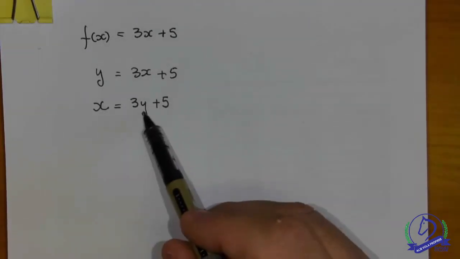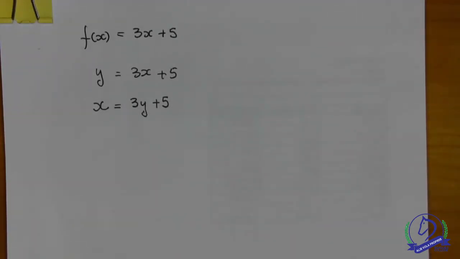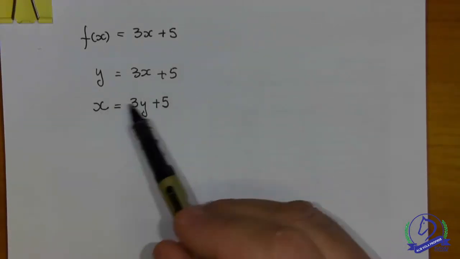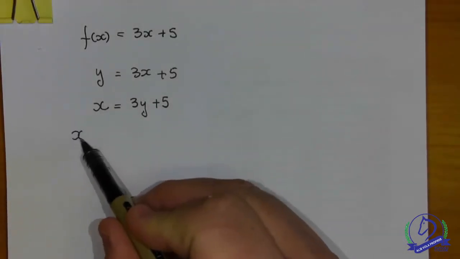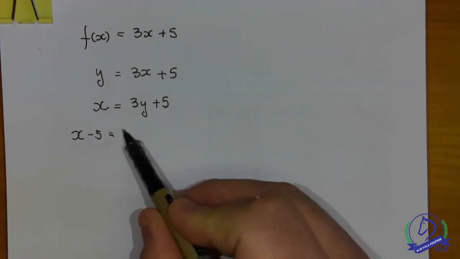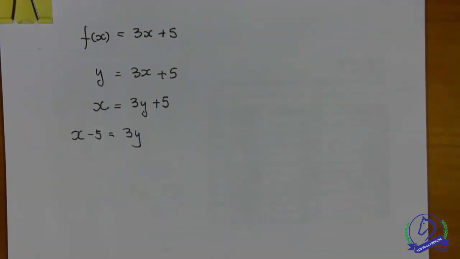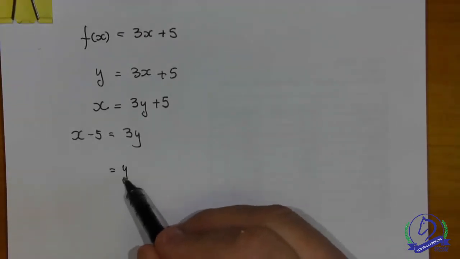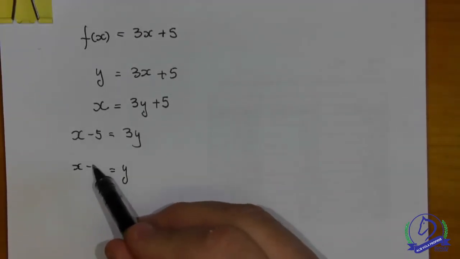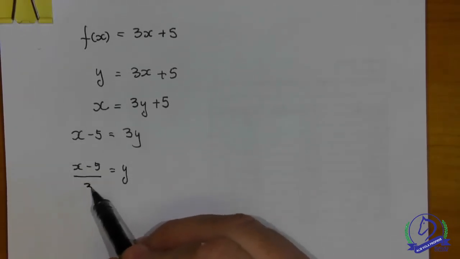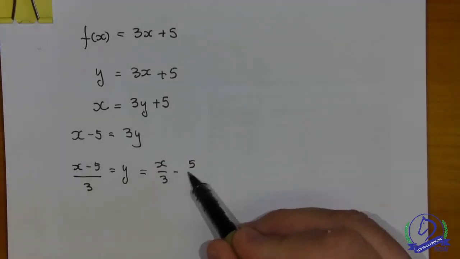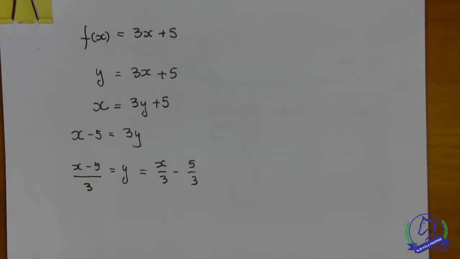How? By making y the subject of the formula, and this again is just basic algebra. How do I make y the subject of the formula? I first subtract 5 to the other side, so x minus 5 equals 3y, and now to find the value of y, I divide both sides by 3, and therefore y equals (x minus 5) over 3, or you could also say this is x over 3 minus 5 over 3 if you want to split it into individual fractions. You don't necessarily have to do that.